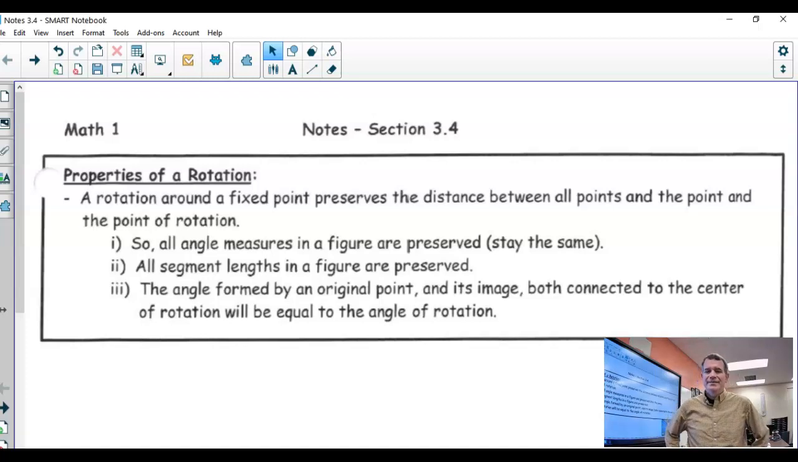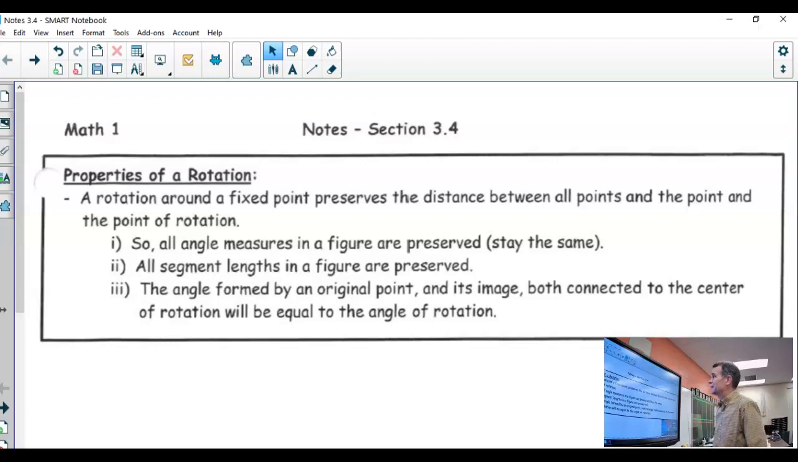Hey guys, today we're doing Chapter 3, Section 4 for Math 1. We are going to look at some rotations again and reflections, and we're just going to verify some of the properties that each of these have. And probably the important thing here is just to see how to verify the different properties, I guess, and to know what the properties are.